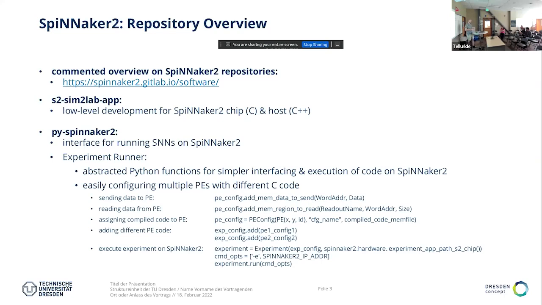What I use it for, it's also quite nice with this experiment runner to basically interface it, to have a high-level interface from Python to the chip. Because you have some abstracted functions there for simpler interfacing with the chip and simpler execution. For example, you can see this here, sending data to the PE. You simply have a function add memdata to send, which you simply add to a configuration for the PE. Maybe to repeat this or to say this first, the PE is one of the processing elements within the chip.